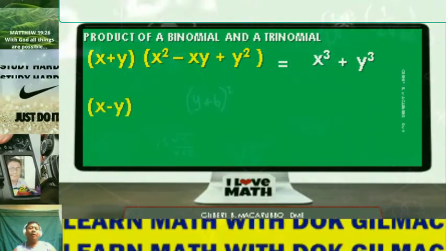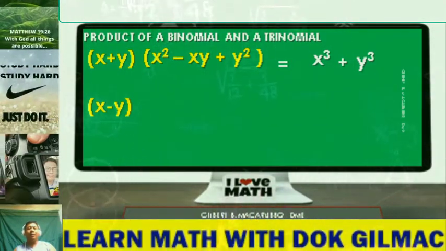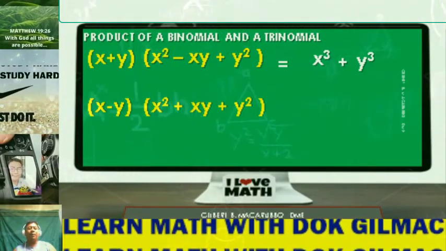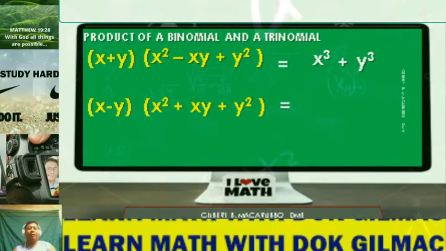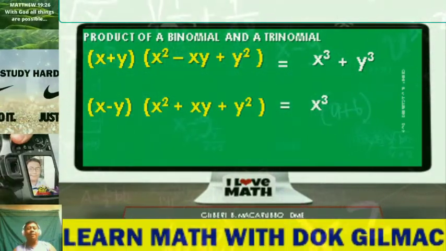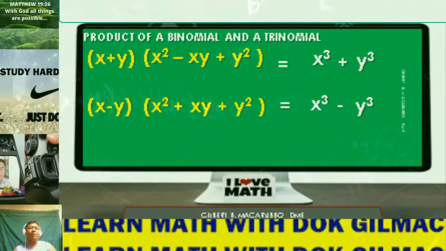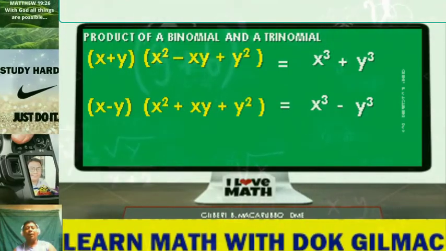Similarly, if you are to multiply a binomial x minus y with the trinomial x squared plus xy plus y squared, this is just equal to the cube of the first term, which is x, minus the cube of the second term, which is y. So we have x cubed minus y cubed.